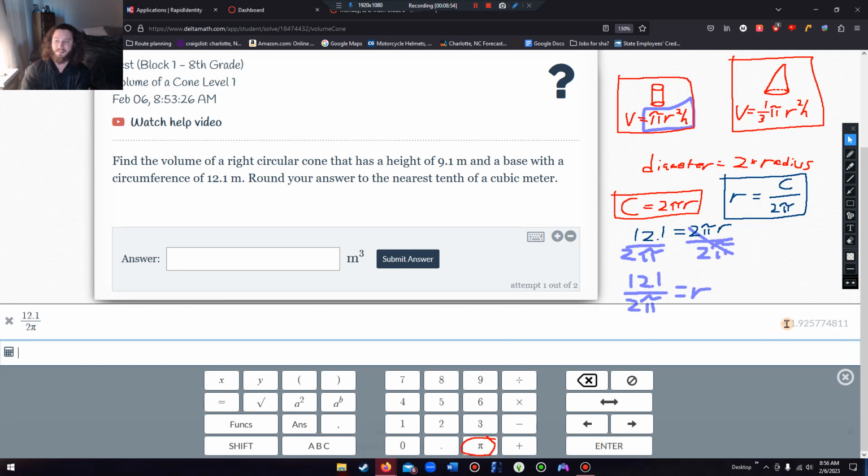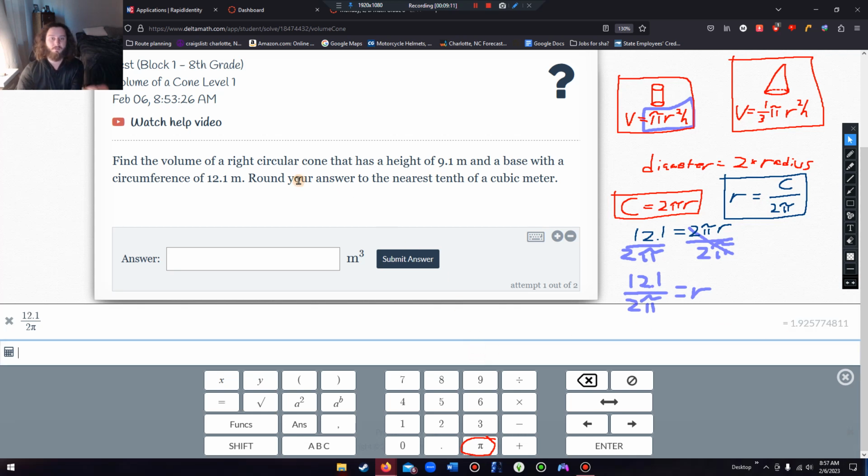And keep in mind, this is just giving me the radius. That is all that is. I'm not going to round for this. When I take the radius, I am not going to round it. I'm just going to copy this for my radius.